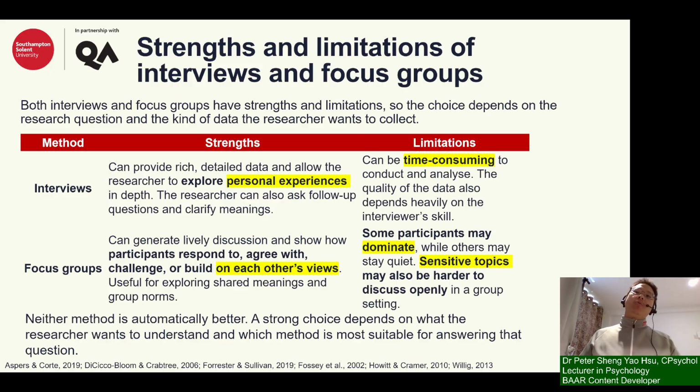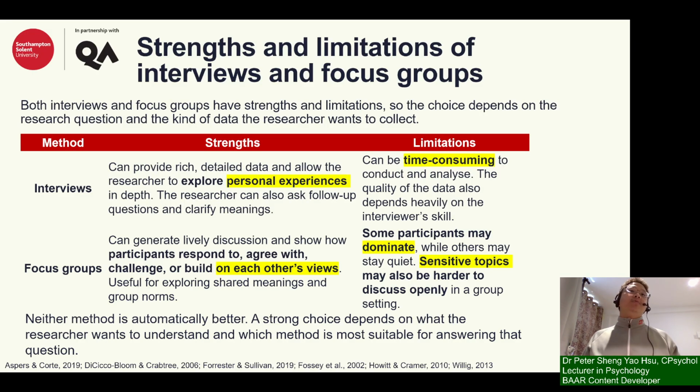A strong methodological choice depends on what the researcher wants to understand. If a research question is about individual experience or personal meaning or a sensitive topic, interviews may be more suitable. If the research question is about shared experience, group discussion, or common views about university support, focus groups may be more suitable. So to finish, let us connect this back to the whole lecture.